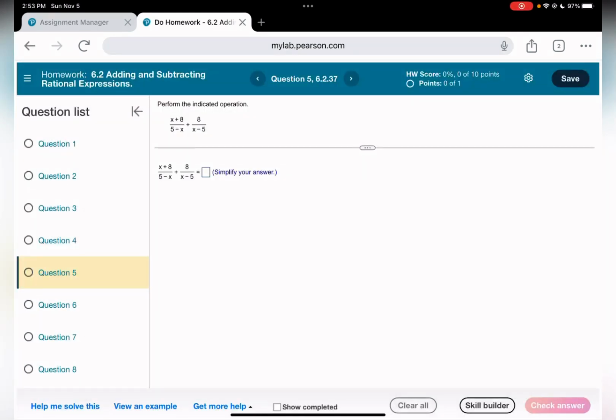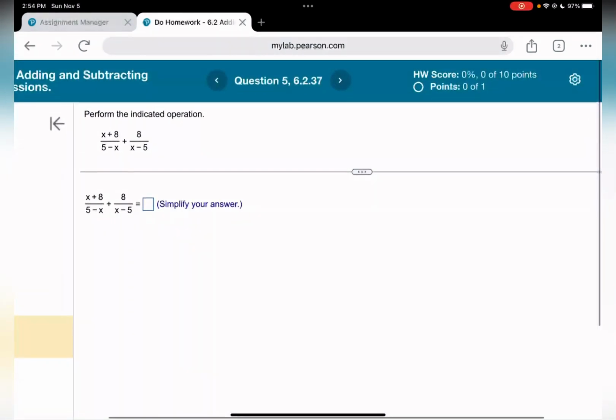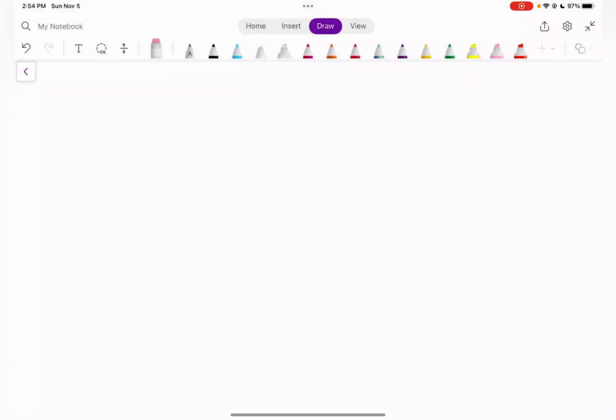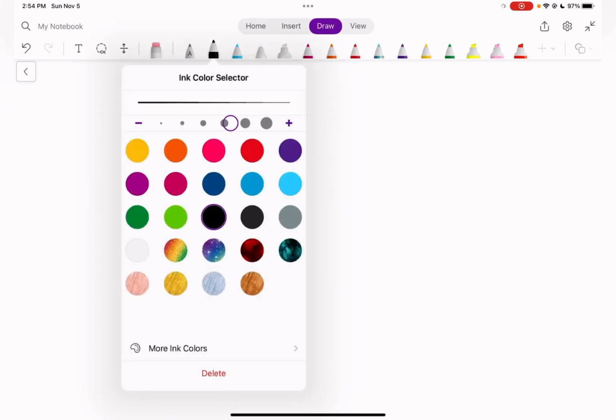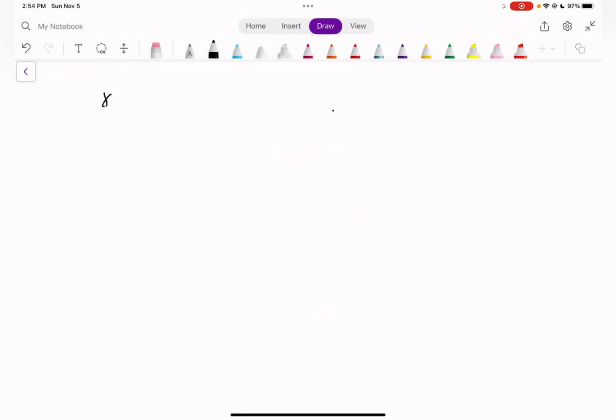Next problem we're gonna solve is x plus 8 over 5 minus x plus, shortly saying, addition of rational expressions. Let's do it. So I have x plus 8 over 5 minus x plus 8 over x minus 5.